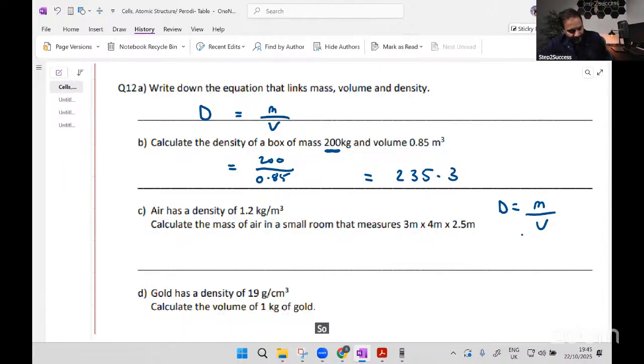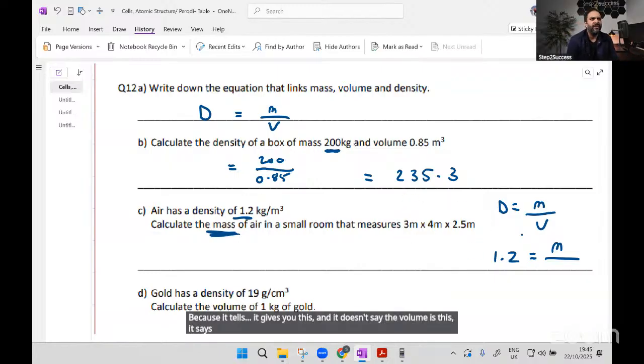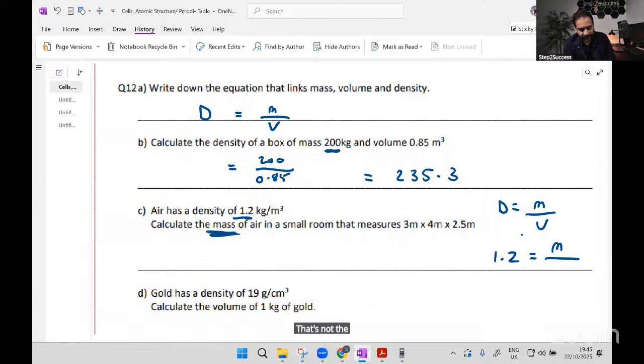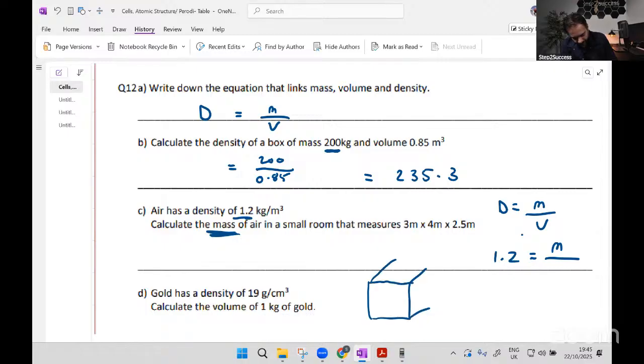So, density is 1.2. The mass is what we're working out. Now, this question does not directly say what volume is. However, let me explain what's happening in this question. It gives you this, and it doesn't say the volume is this. It says it's a room that measures this much. That's not the same as volume. So what's happening here is that imagine this is your room. Okay, that's a room, 3D.